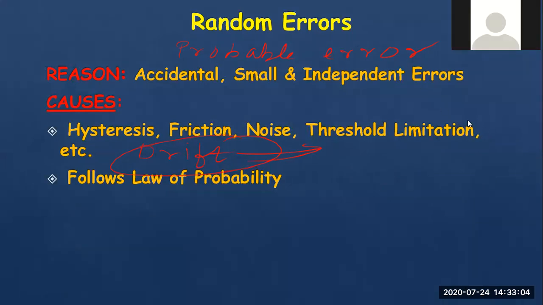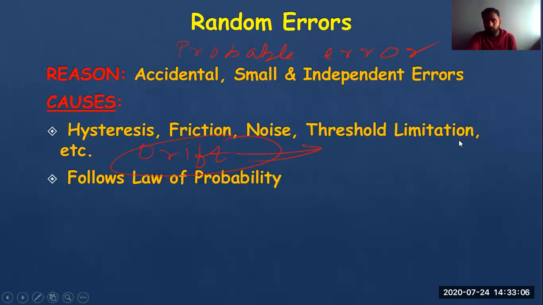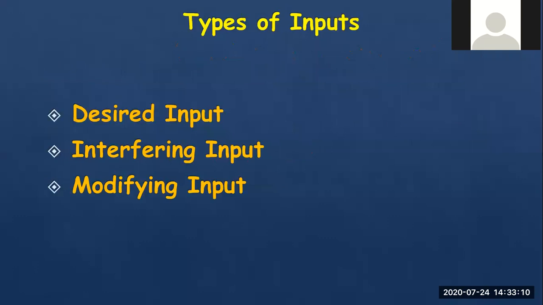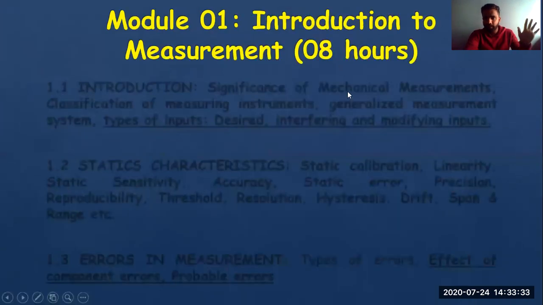Yes, Harshal, any doubt? No, sir. Just get to the topic. Types of input. The types of input are desired, interfering, and modifying input. I would like to know from you, have you registered your account? Yes, sir. Very nice. Everyone? Yes, sir. Okay, very nice. I'll give you some questions today. Types of input are desired, interfering, and modifying. We will cover this at a later stage.